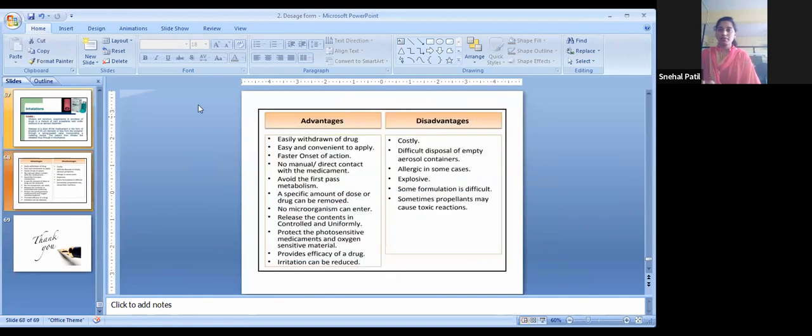Next point is the advantages and the disadvantages of the gaseous dosage form. Firstly, we see the advantages. Easily withdrawal of the drug. So, easily withdraw the drug, it is easy and convenient to apply. Apply करण्यासाठी easy असतं. It has a faster onset of action. याची फास्ट ऍक्शन असते. बरोबर आहे ना?